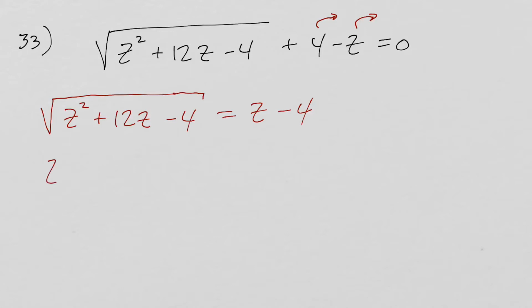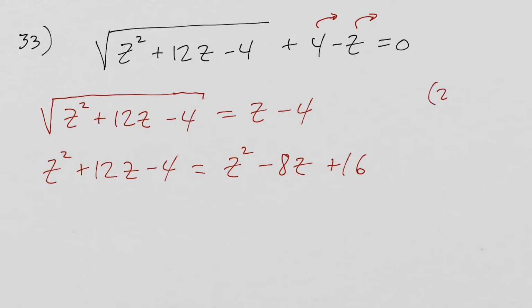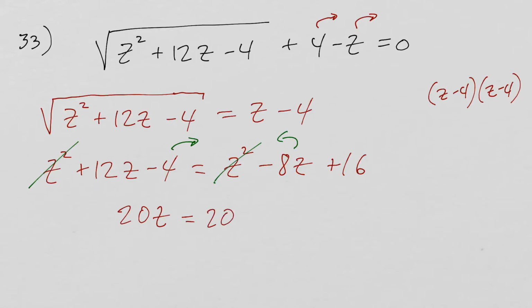I square the left and I get z squared plus 12z minus 4, I just get rid of the radical, and I'll square this binomial, which is the first item squared, twice the product of the two items, and the last item squared. Again, if you don't remember that formula, just FOIL it out like that. All right, I'm going to subtract z squared on each side. I'll move this 8z over to the left by adding it. And I'll move this 4 to the right by adding it, and I'll get 20. So z is equal to 1.